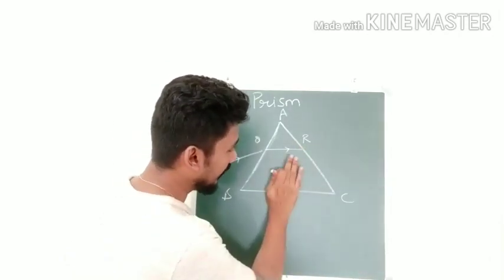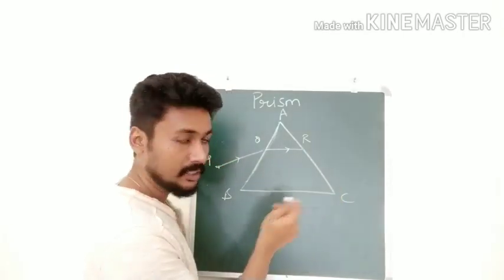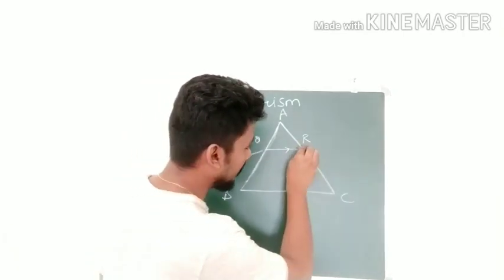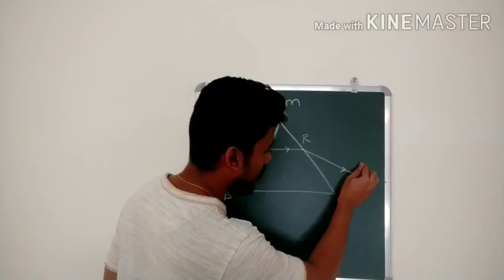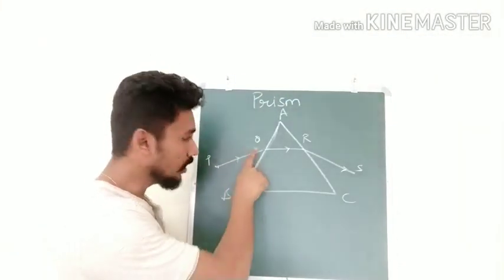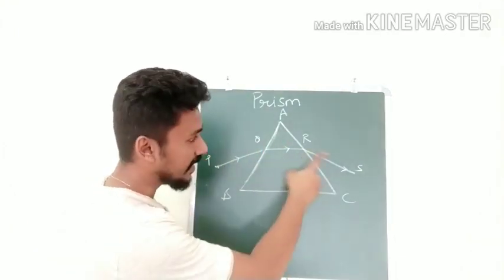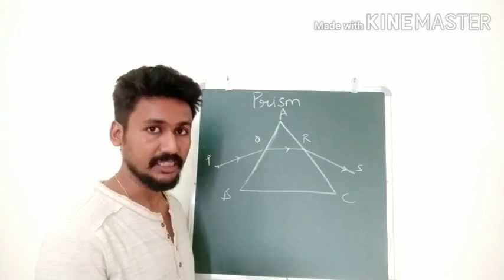When it comes here again, the medium is changing. Here it was glass, outside we are having air, so again it will suffer refraction, and the ray will come here. Let us call that RS. So once again, PQ is the incident ray, QR is the refracted ray, and RS now that will become the emergent ray.